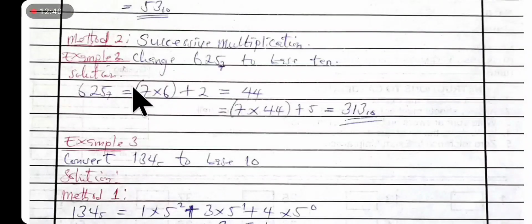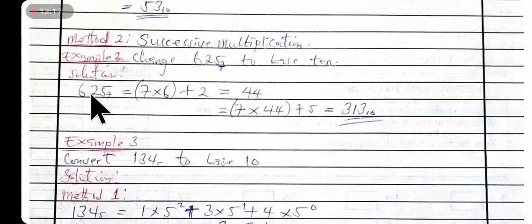How is this successive multiplication? You take the first digit or the first value, multiply it by the base. Look at it, 7, the base, multiplied by the first digit, 7 times 6, plus the next digit of the number, which is 2. What this mathematical setup gives to you is going to be 44. 7 times 6 plus 2 is 44.